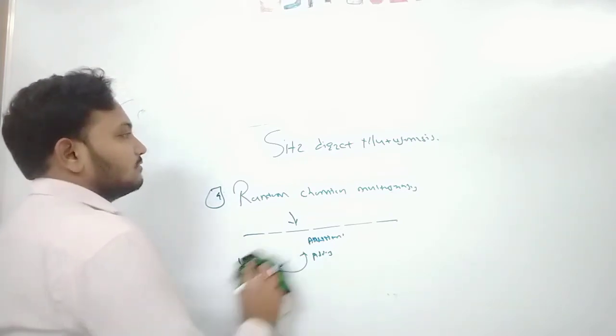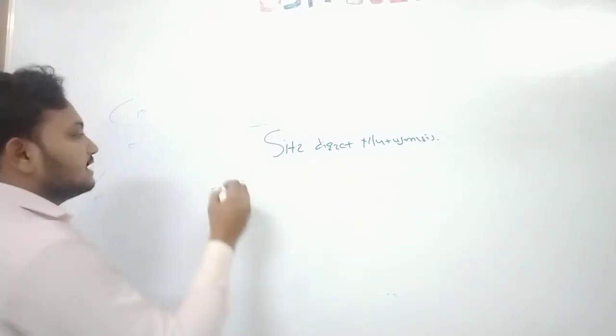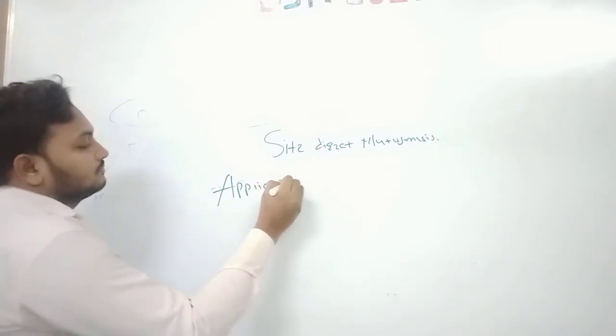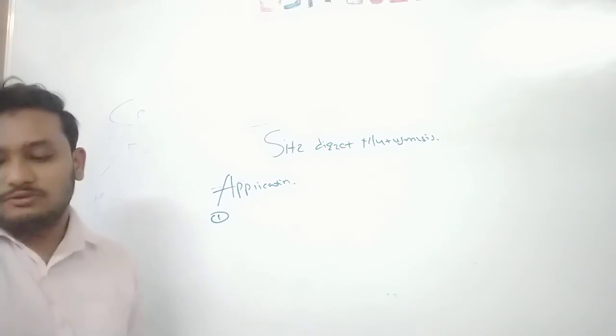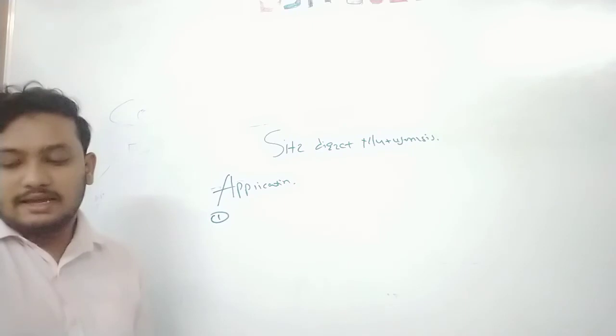Here is also a type of site-directed mutagenesis. The last point is the application of site-directed mutagenesis. So what are the applications? The first and most widely used application of site-directed mutagenesis is to get a mutated form of enzyme genes.